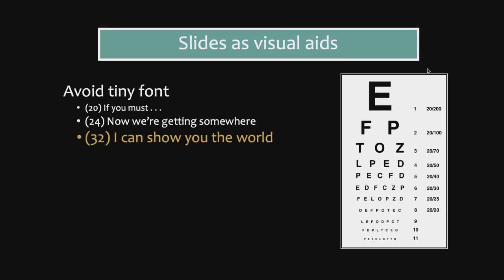So 32, now we're getting places. Seriously, 32 is really, really good. That's what you should have throughout most of your presentation. 44 is really large and should probably be reserved only for headers.